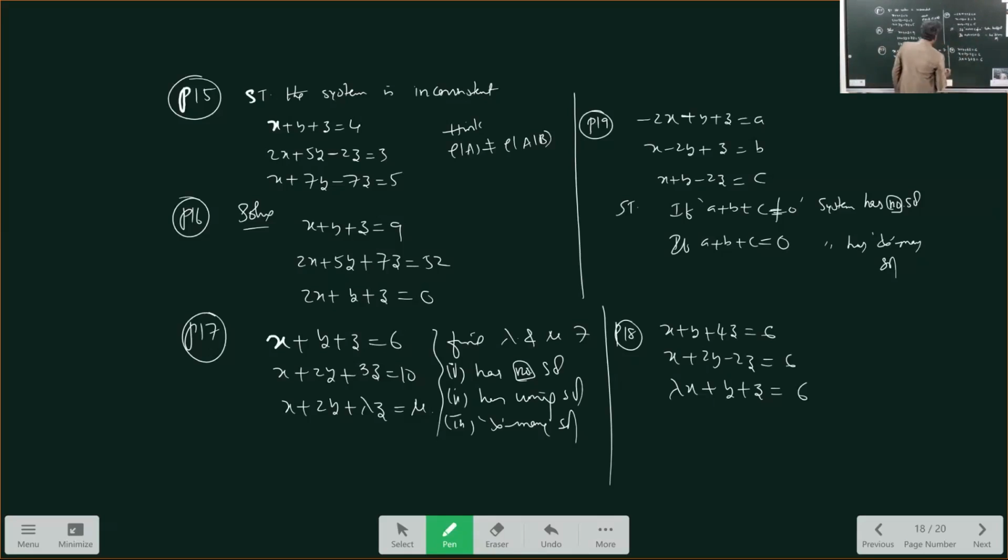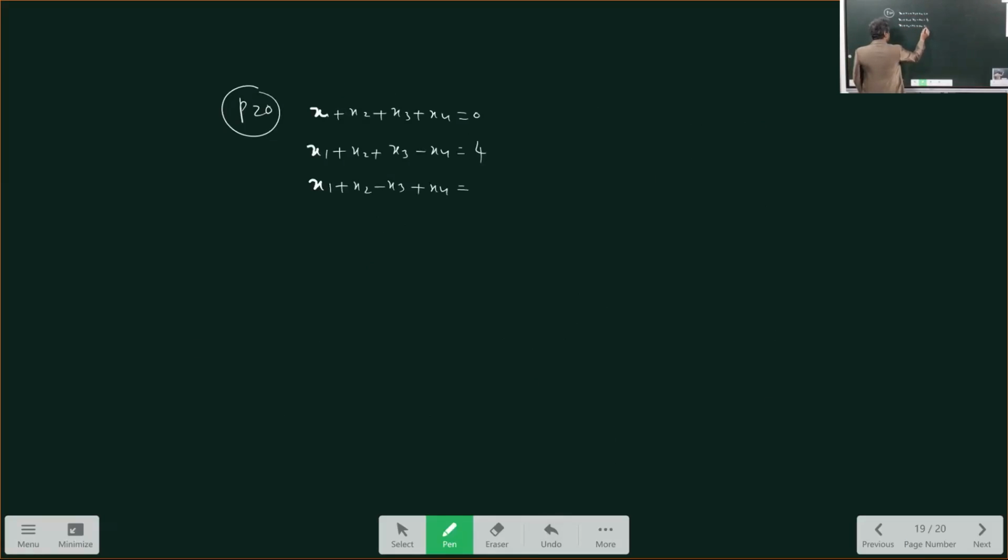Let me take P20. This is the problem given: x1 plus x2 plus x3 plus x4 is equal to 0, x1 plus x2 plus x3 minus x4 is equal to 4, x1 plus x2 minus x3 plus x4 is equal to minus 4, x1 minus x2 plus x3 plus x4 is equal to 2.